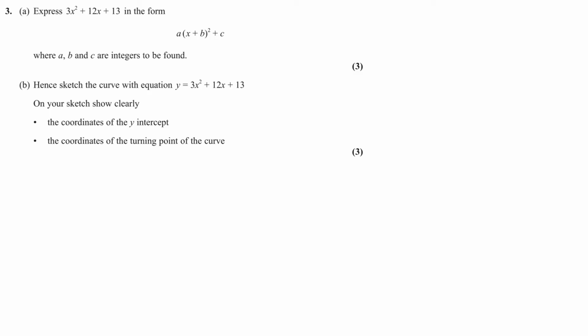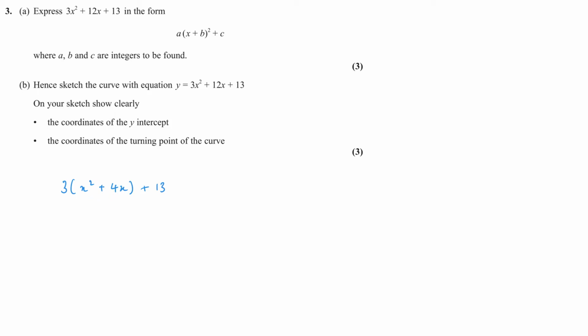Now, question 3. We've got to complete the square here. So first we want to factorize out the 3 that's in front of the x squared. So take the 3 out. And I get x squared plus, and if I've taken 3 out of the 12x, we get 4x plus 13. So I don't bother factorising out the 13. I just want the x squared and the x term.